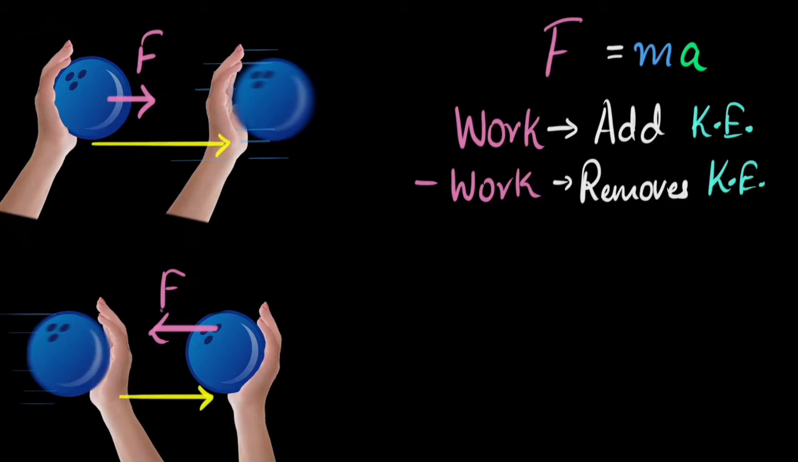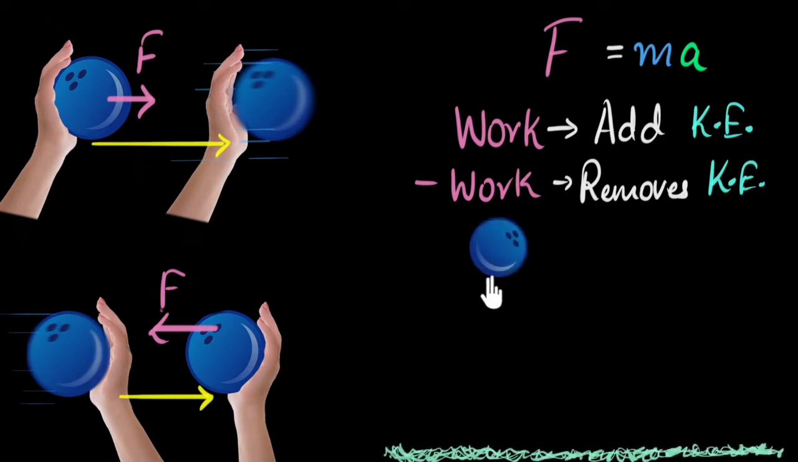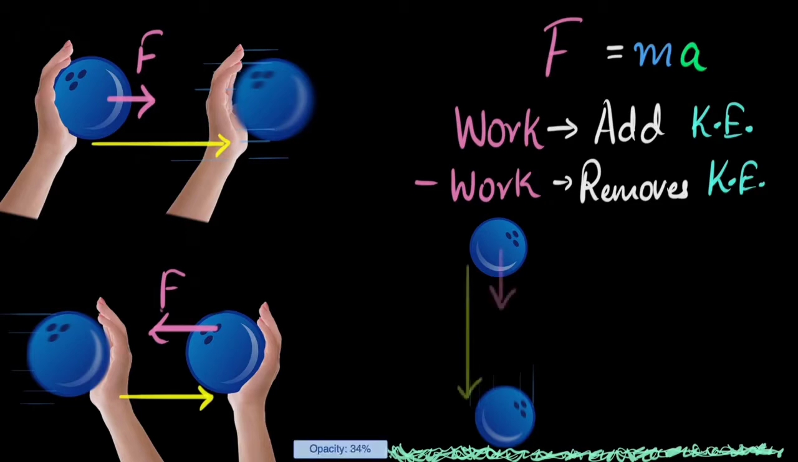Of course, we'll derive the mathematical version a little bit later, but before we do that, let's look at some more examples. Let's say now you take that bowling ball and you drop it from some height. Now as it falls down, it's going to speed up. Again, let's look at work. In this particular case, gravity is pushing down on that ball and the ball is moving in that same direction. So gravity is doing positive work. And because gravity is doing positive work, it's adding kinetic energy to that ball, and that's why the ball is speeding up.